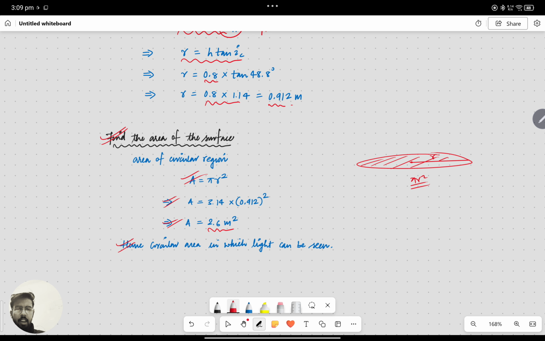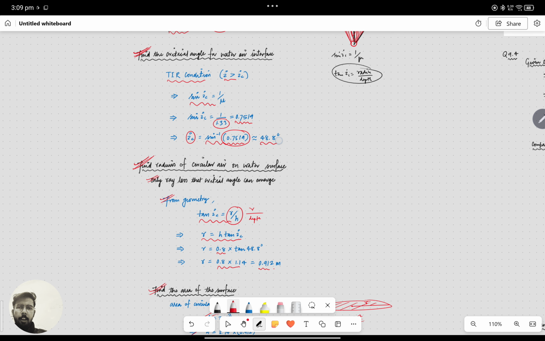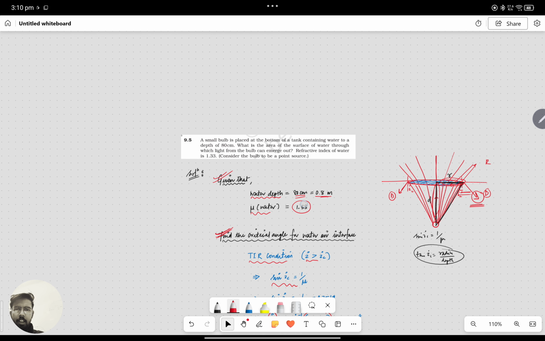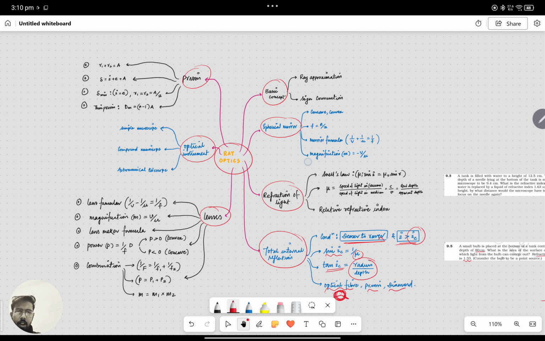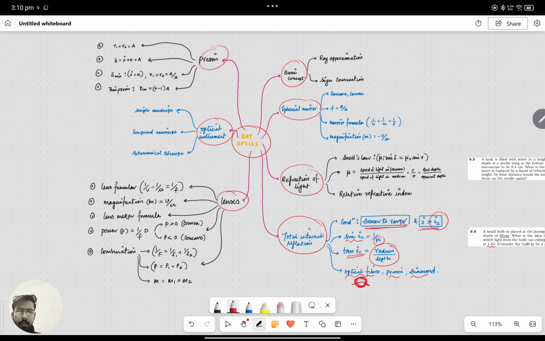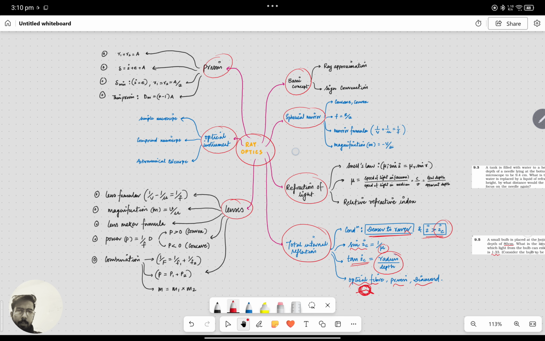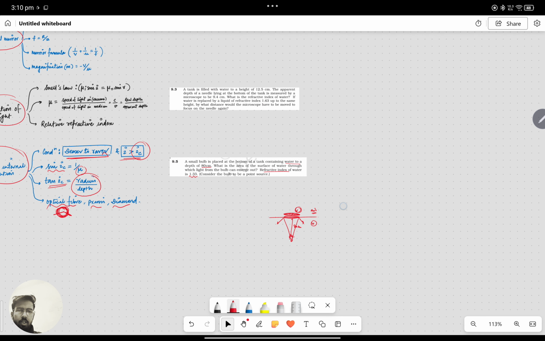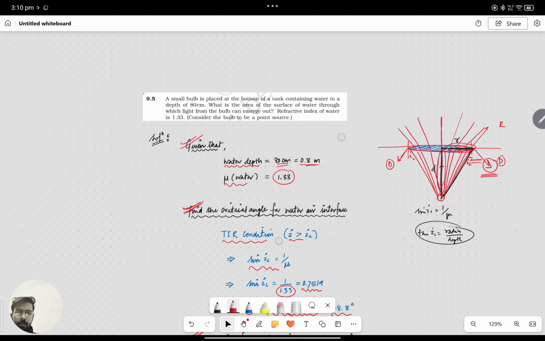So hence the area in which the light can be seen coming out is 2.6 meter square in a circular area, right? So very simple, and I urge you to please revise this mind map, so that it will help you memorize and retain the concepts of ray optics, because this chapter is very large. So with time you are going to lose all these concepts. So for retaining them, you have to constantly revise this. Okay, so please pause and revise, and see the solutions that are provided here.